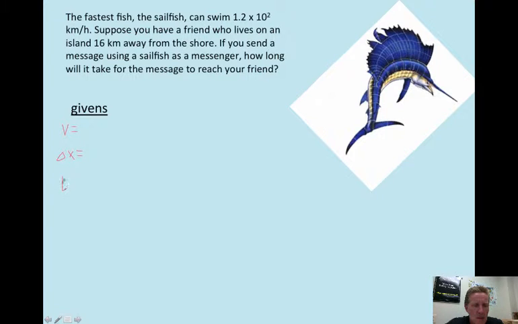and then time. And so as you read through this, the fastest fish, the sailfish, can swim 1.2 times 10 to the 2 kilometers per hour. Sounds like a velocity to me. But let's go ahead and read this to finish, and we'll figure it out after I finish reading it. So suppose you have a friend who lives on an island 16 kilometers away from the shore. If you send a message using a sailfish as a messenger, how long will it take for the message to reach your friend?